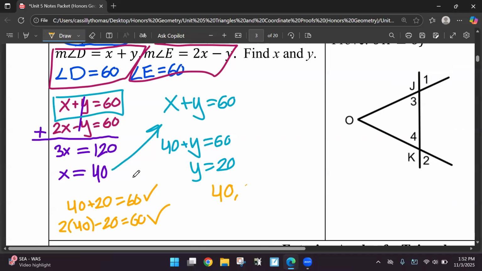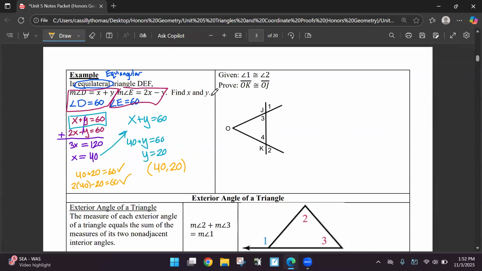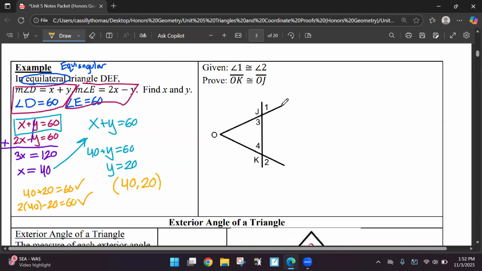In algebra, they always say you should write your answers as an ordered pair. So it would look like that. All right. If you're in my class, if you just circle your answers, I'd be okay with that. All right. On to the next one. Unless my computer crashed. It's just not looking good.